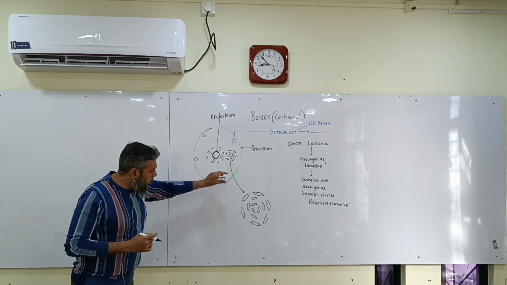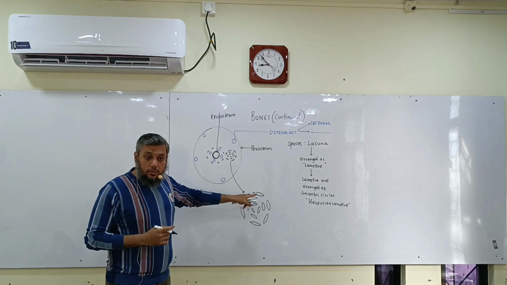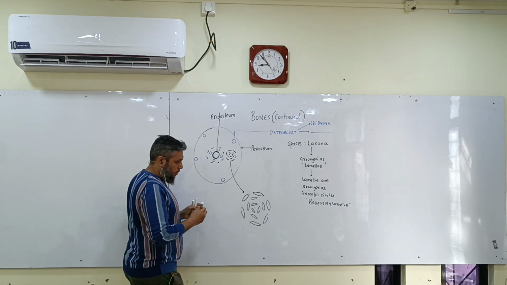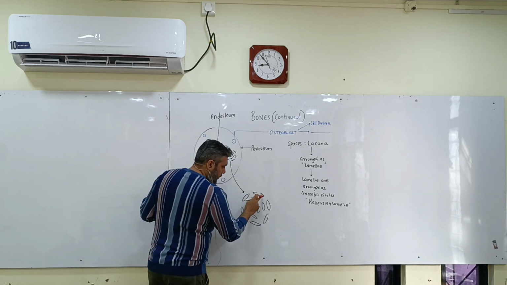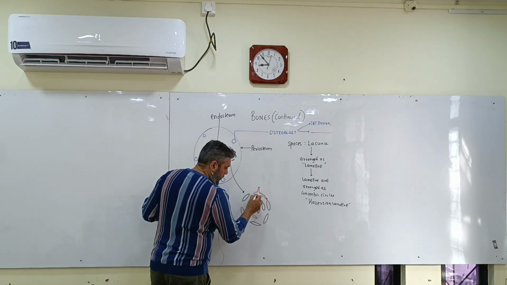I took out the Haversian lamellae. And now do you see the what? Lacuna. And these lacunae show the presence of projections, outgrowths.